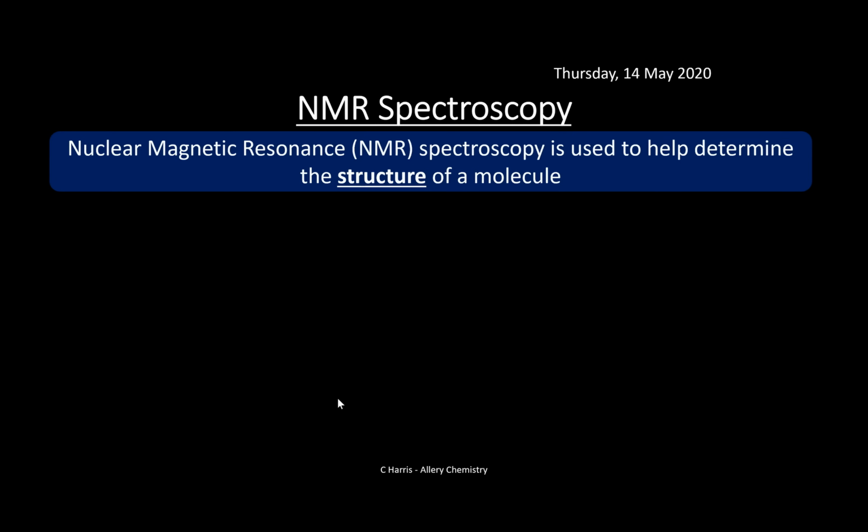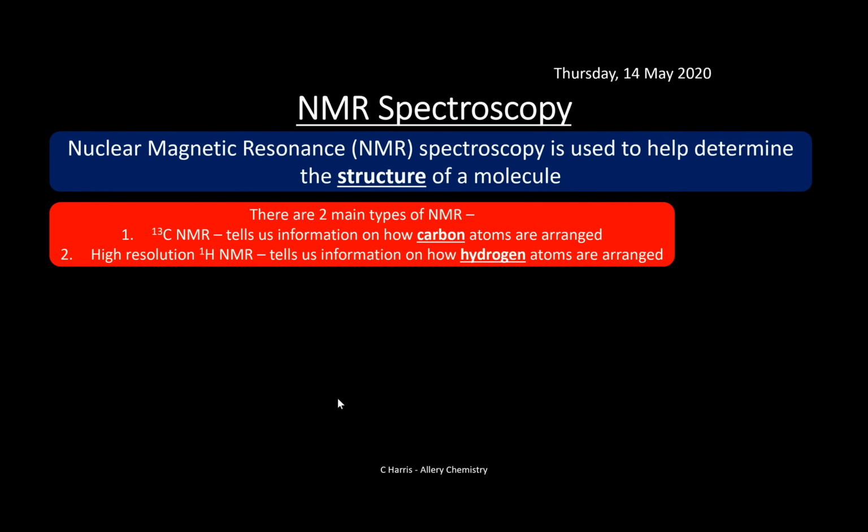So nuclear magnetic resonance, NMR, is used to help determine the structure of a molecule. Unlike some other spectral techniques, where they don't really focus on the structure, they look at functional groups, or mass fragments, or elemental analysis, where they're looking at the different types of elements that are in there, NMR is much more useful for actually determining the structure, so it can even distinguish between isotopes, for example. There are 2 main types of NMR. There's carbon-13, which tells us information on how carbon atoms are arranged, and there's high-resolution proton NMR, which tells us information about how hydrogen atoms are arranged.